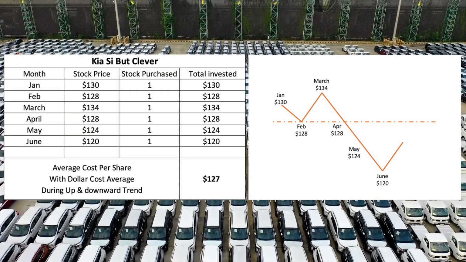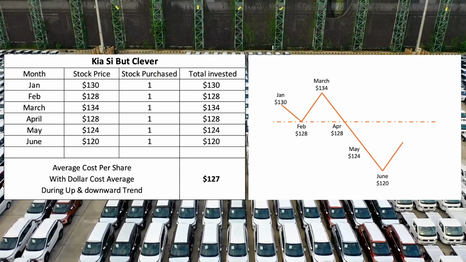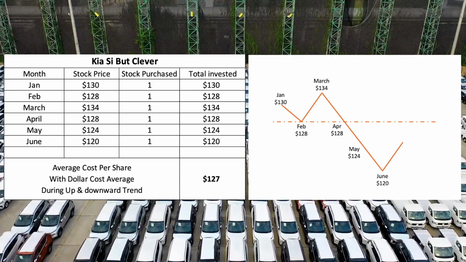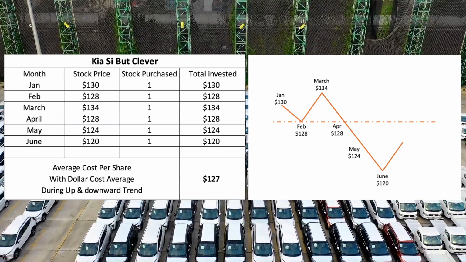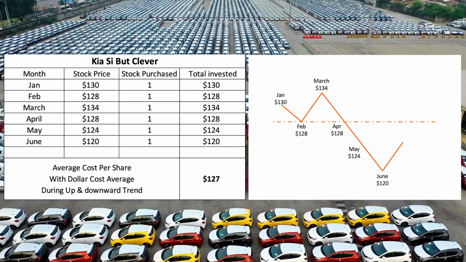So over here, do take note, there's an upward trend and a downward trend. For example, there's $130, and then it dropped to $128, and then you go up to $134, then you go down to $128, go down to $124, followed by $120. So there's an upward trend and a downward trend.